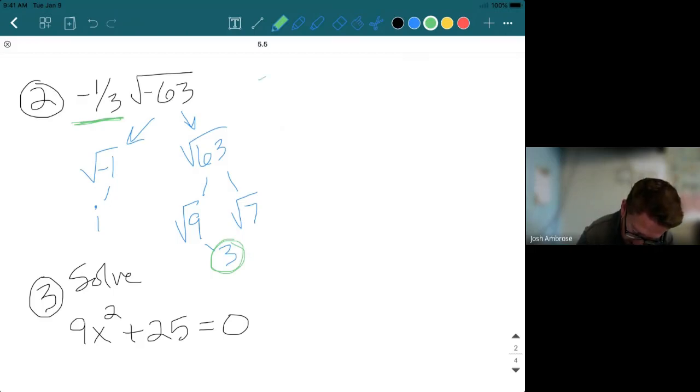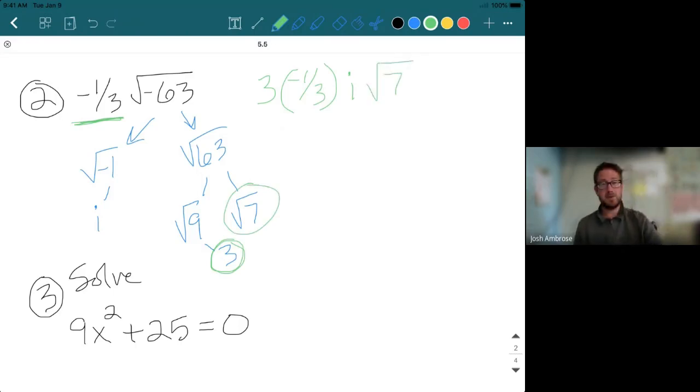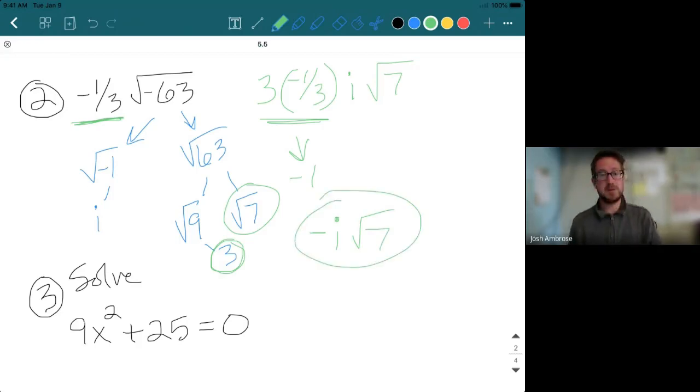So you're going to have a 3 multiplied by a negative 1/3. There's still an i right there. And then don't forget there is a radical 7 left over. This part right here, 3 times a negative 1/3, that just becomes a negative 1, which multiplied by i would give you a negative i square root of 7. That would be the final solution right there.